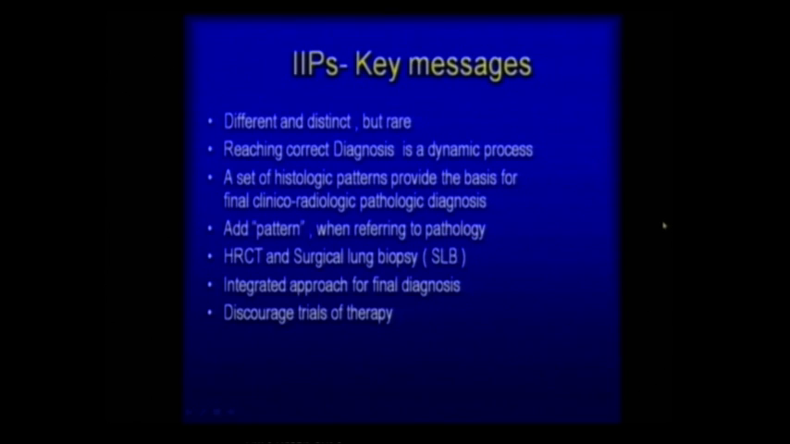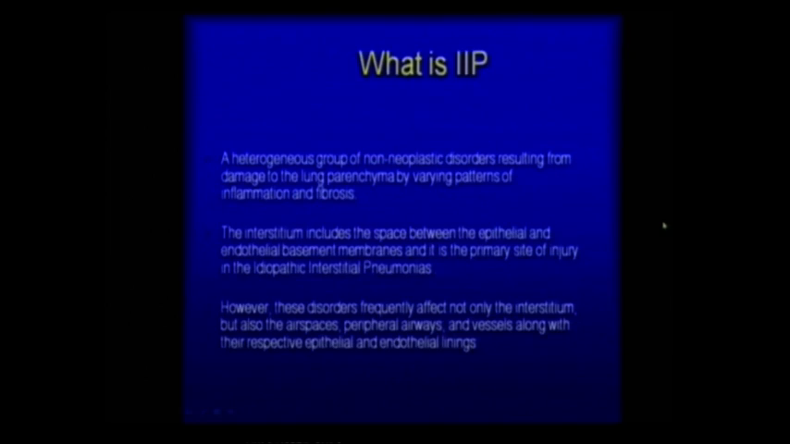And to summarize again, what is idiopathic interstitial pneumonia? They are a heterogeneous group of non-neoplastic disorders resulting from damage to lung parenchyma by varying patterns of inflammation and fibrosis. The interstitium includes, as I said earlier, the space between the epithelial and endothelial basement membrane, and that is the primary site of injury. However, these disorders frequently affect not only the interstitium, but also the air spaces and peripheral airways. Because of the fibrosis, they apply traction on the bronchial walls, and hence the traction bronchiectasis.